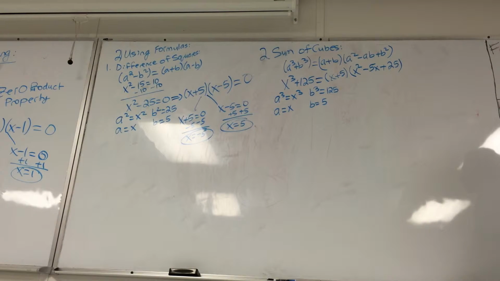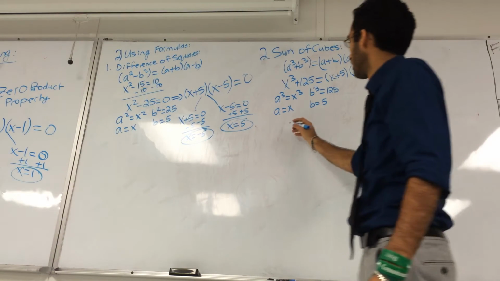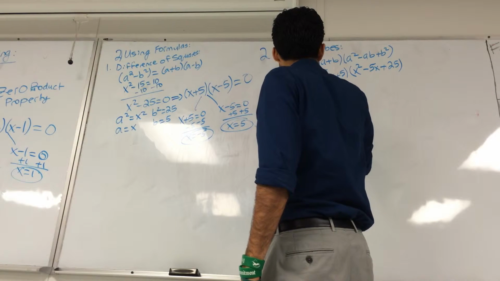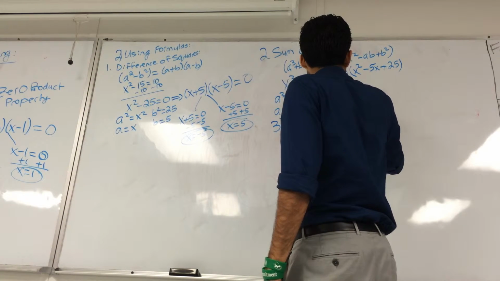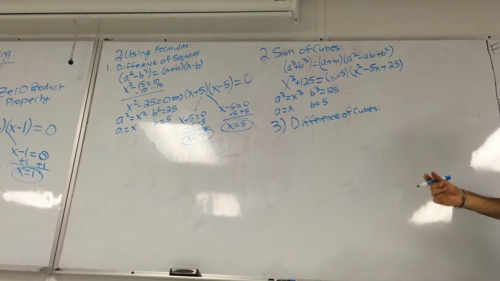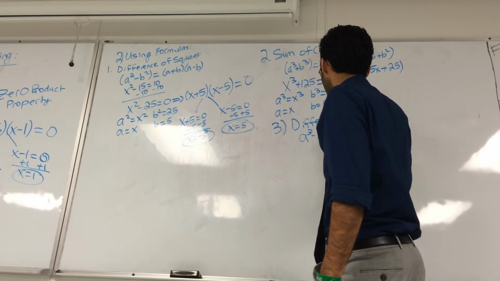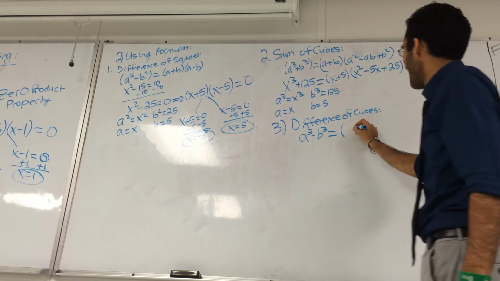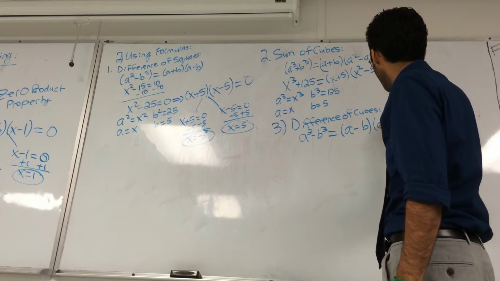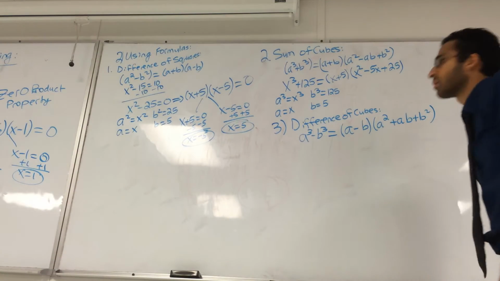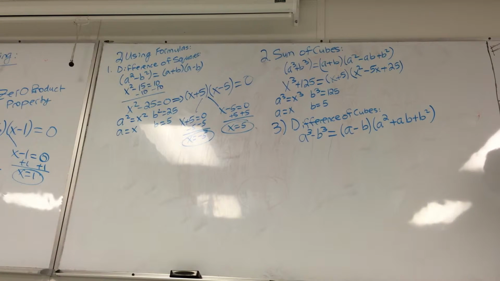Okay. So let's do now formula number 3, called difference of cubes. Difference of cubes is the following. A cubed minus b cubed equals a minus b times a squared plus ab plus b squared.